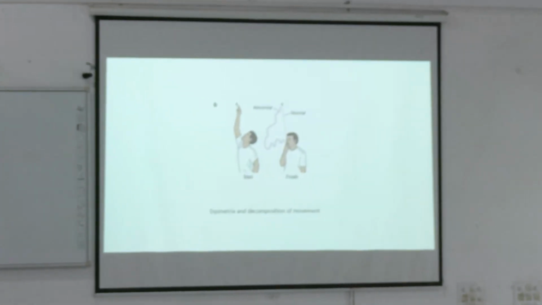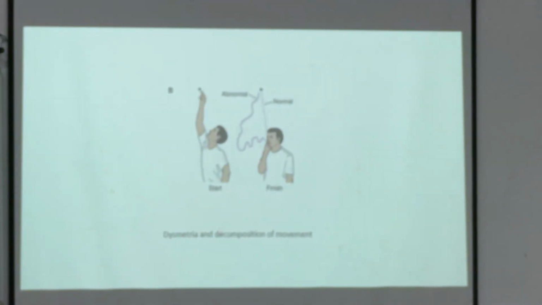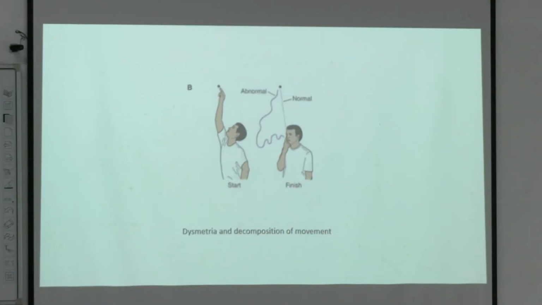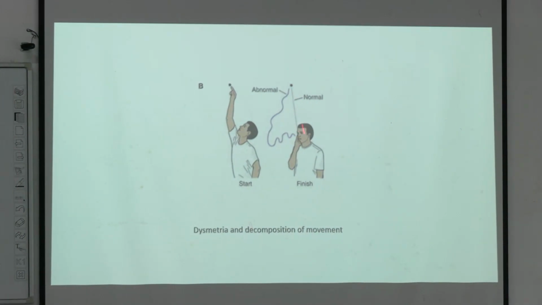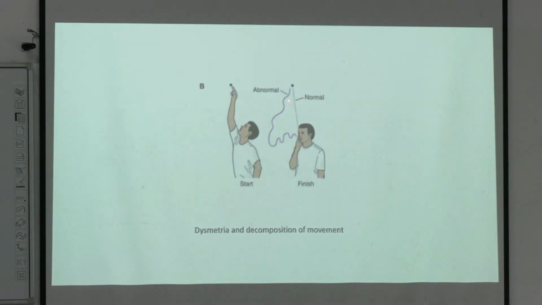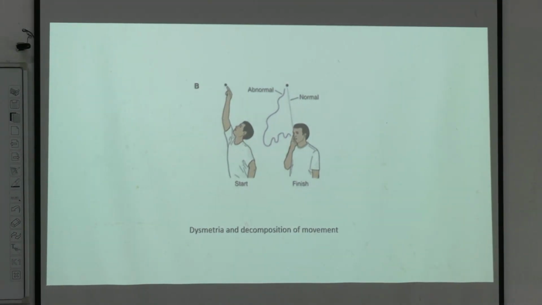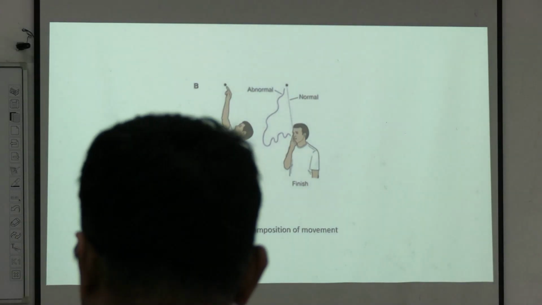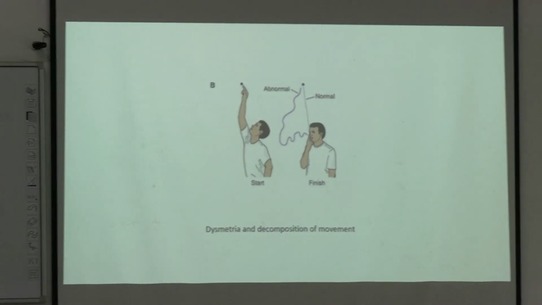Dysmetria and decomposition of movement. Also the pathway is not normal in case of cerebellar lesion. The finger will move in some haphazard way and ultimately come to your nose. So, dysmetria and decomposition of movement.